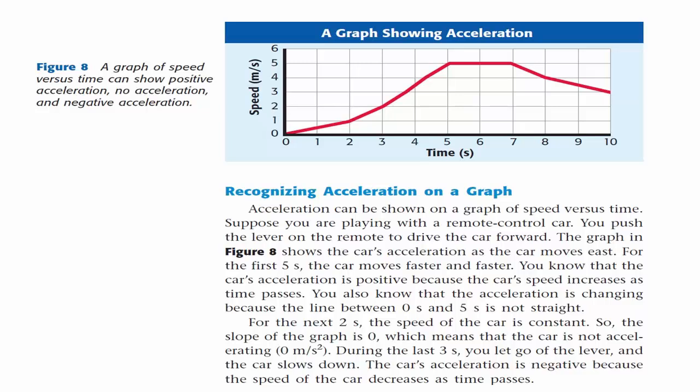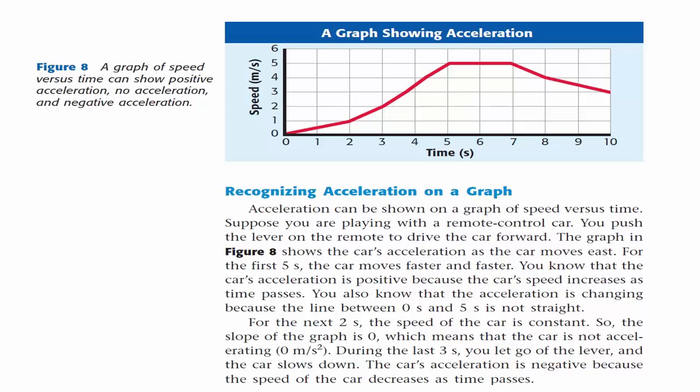For the first 5 seconds, the car moves faster and faster. You know that the car's acceleration is positive because the car's speed increases as time passes. You also know that the acceleration is changing because the line between 0 seconds and 5 seconds is not straight.